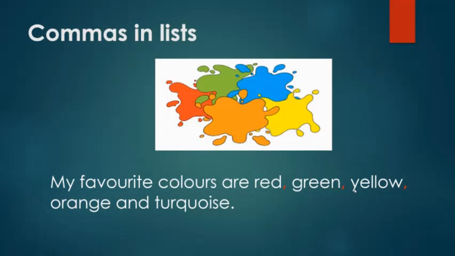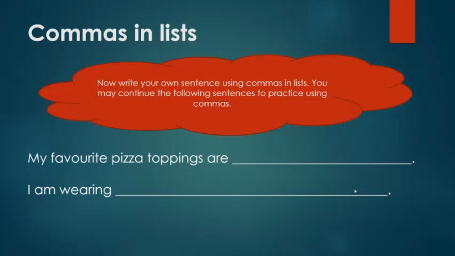Now it's time to write your own list, children. Now write your own sentence using commas in lists. You may continue the following sentences to practice using commas. My favorite pizza toppings are... Remember, a list is made out of 3 items or more, okay? I am wearing... Don't forget, the last 2 items on the list do not take a comma.